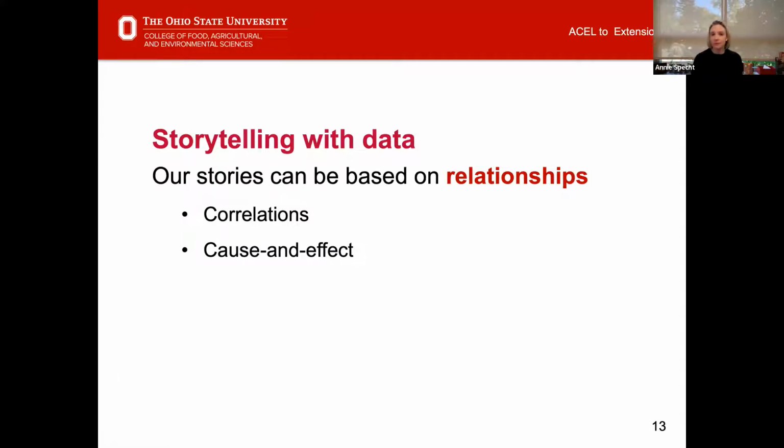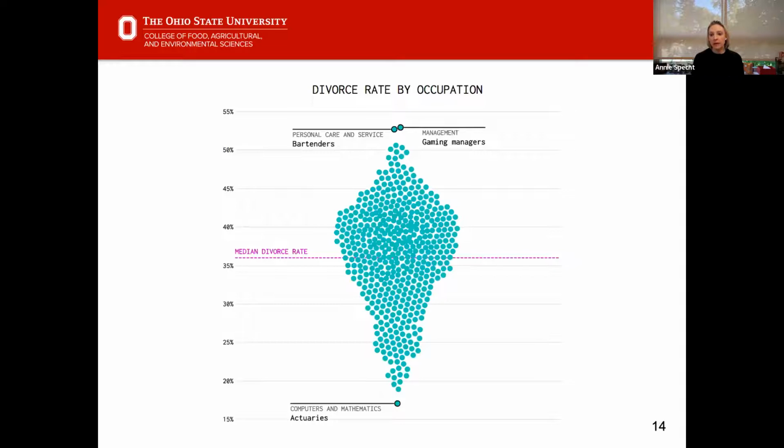Those of us who have taken stats courses throughout our coursework have an idea of correlation, right? So we're really good at spotting correlations. And then we have those cause and effect relationships that we can also find interesting ways to visualize. One of the visualizations that I found that talks about correlations or cause and effect is looking at divorce rates by occupation. So basically looking at different types of employment opportunities and how that potentially impacts people's marital status.